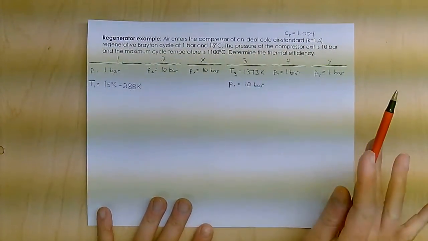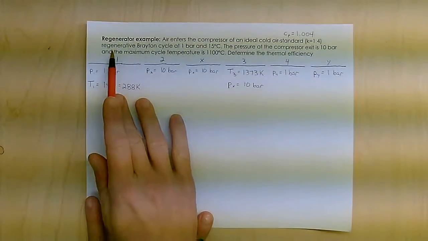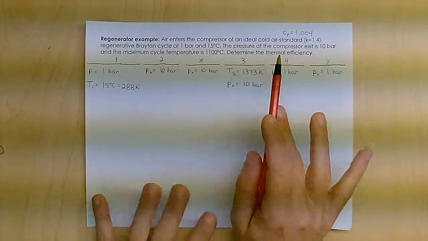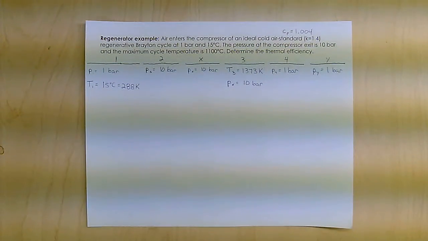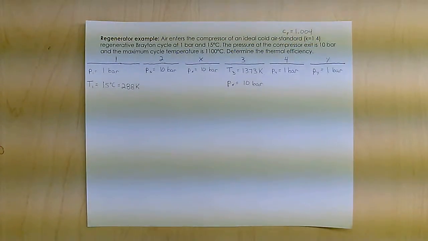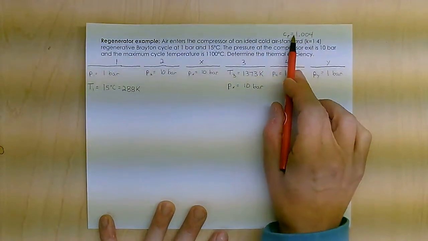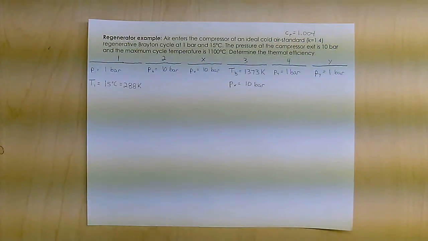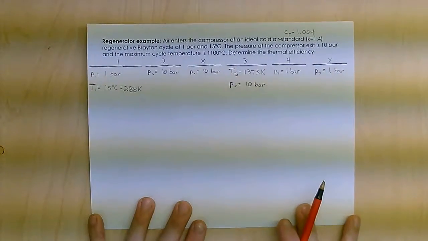Okay, in this problem, I've got a Brayton cycle with a regenerator. So it's a regenerative Brayton cycle, and the big difference here is we're going to use a cold air standard where we use constant specific heats. Now, again, I'm not a big fan of using constant specific heats, but sometimes we use them where the specific heat ratio is 1.4, and then my specific heat that I use for delta H, which is Cp, is 1.004.